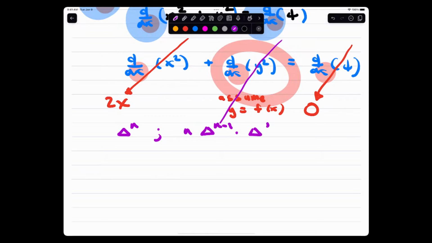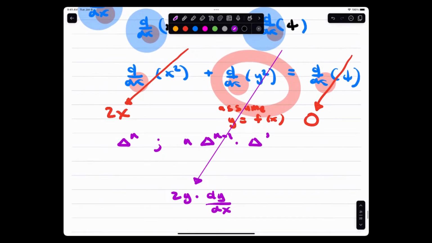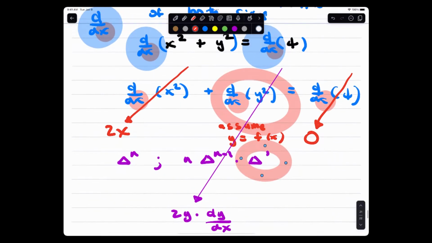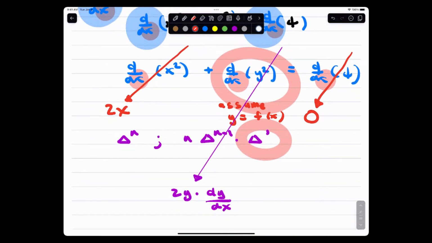This is why I say you're really looking at what? Chain rule. That's 2y times dy dx, or y prime. This is by, again, what? Chain rule. Don't forget that. So an application of chain rule is implicit differentiation. You got to know chain rule if you're going to do implicit differentiation.